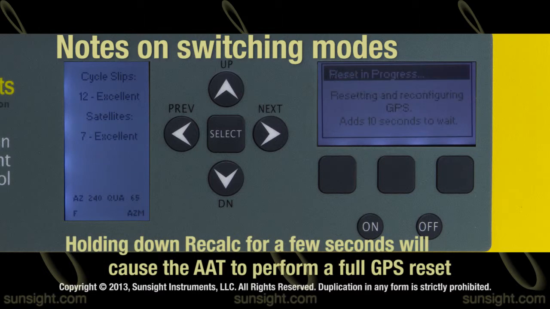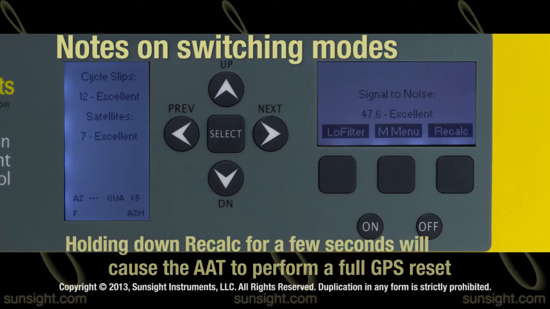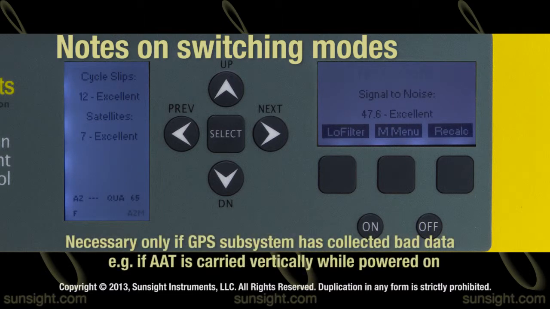If you hold the recalc button for a couple of seconds, the AAT will perform a full GPS reset. This should only be necessary in a case where the GPS subsystem has collected bad data, such as if the AAT were left on while it was carried vertically.